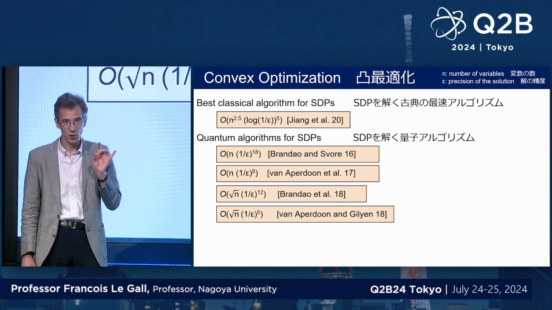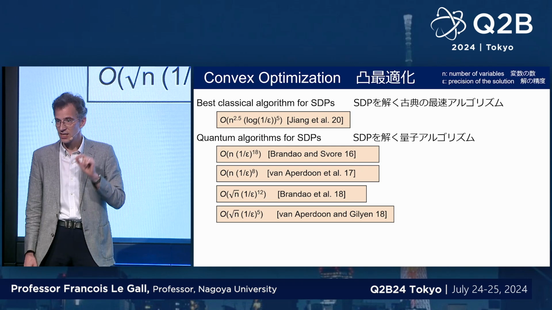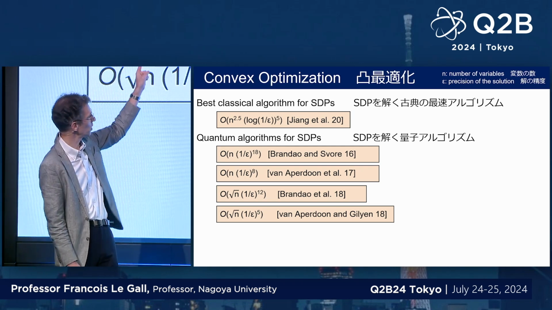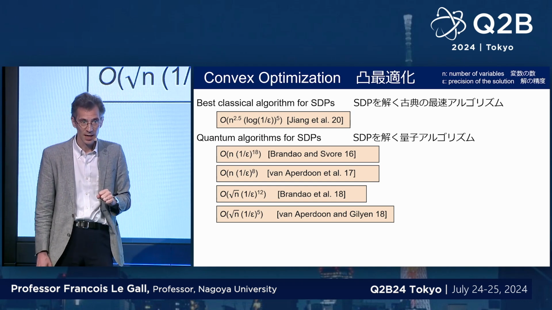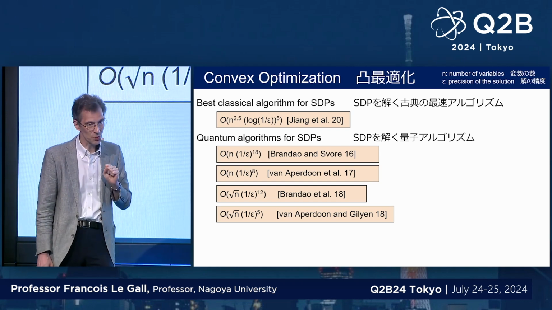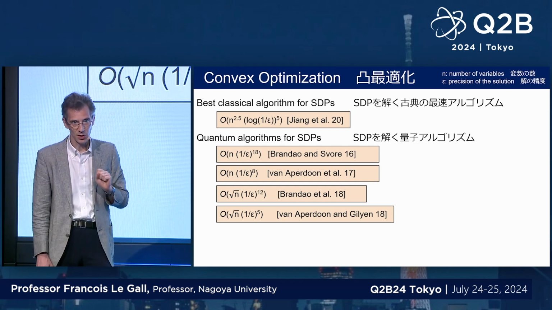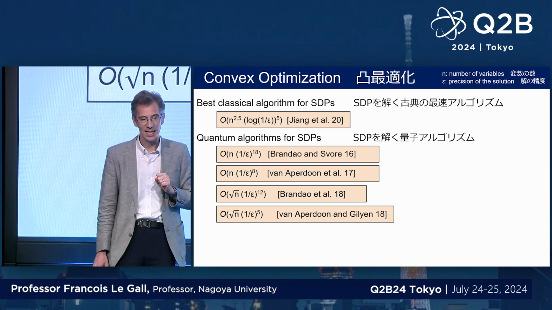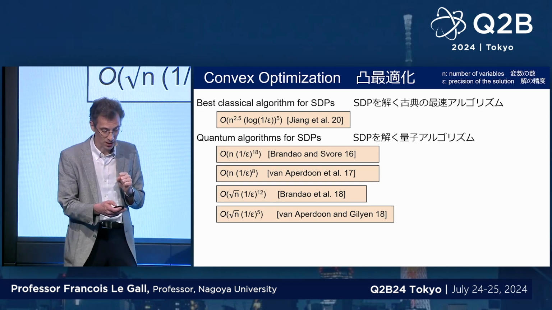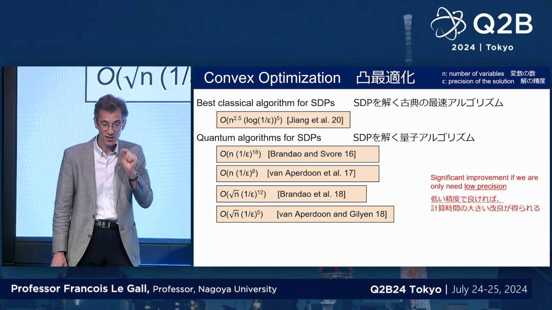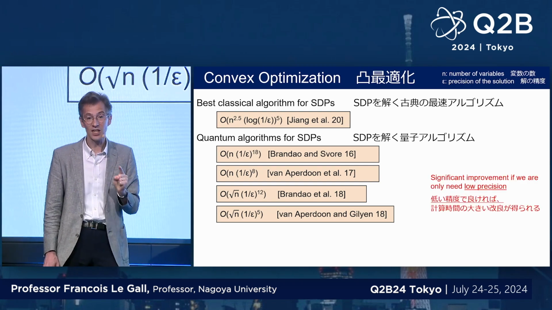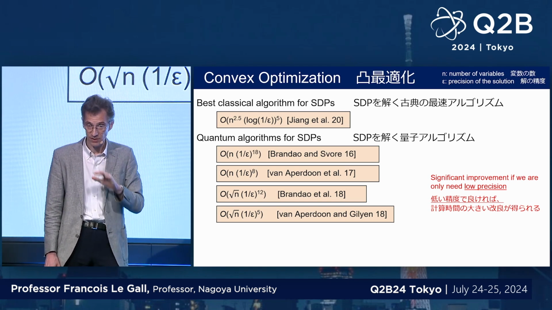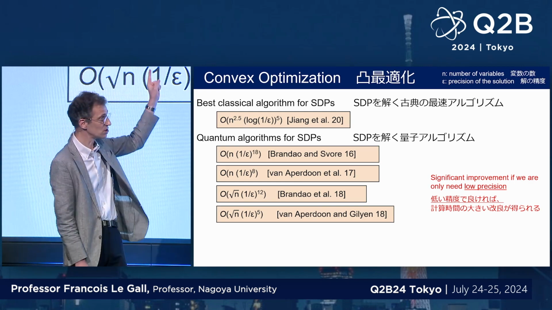And the point is that if you see the dependence in n, it is significantly improved from exponent 2.5 to exponent 1/2. But the dependence in the precision is much worse. You get polynomial in 1/epsilon instead of polynomial in the log of 1 over epsilon. But this means that you still get a significant improvement if you are okay with low precision. If you don't care much about the precision, you get a huge improvement here.